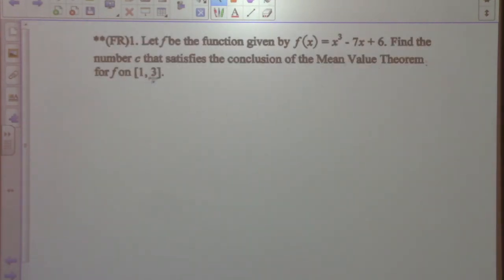So I want you to go, typically what you'll do is you'll find the average rate of change over this interval, and then you'll take the first derivative of this function. If you find the first derivative, what will you do?